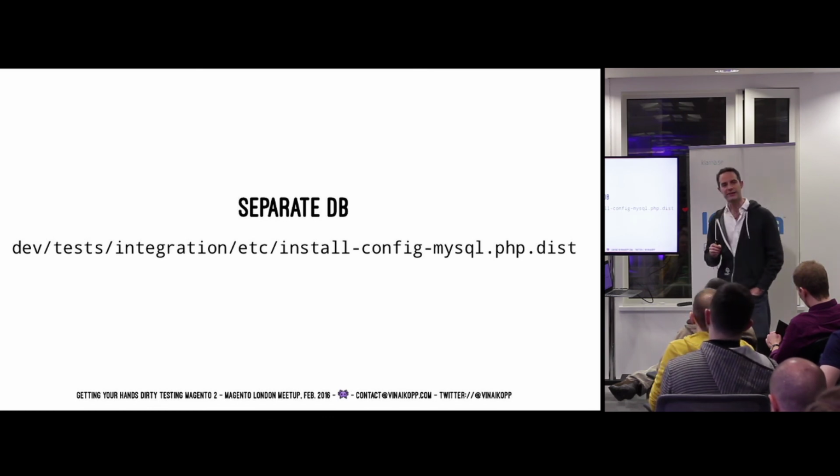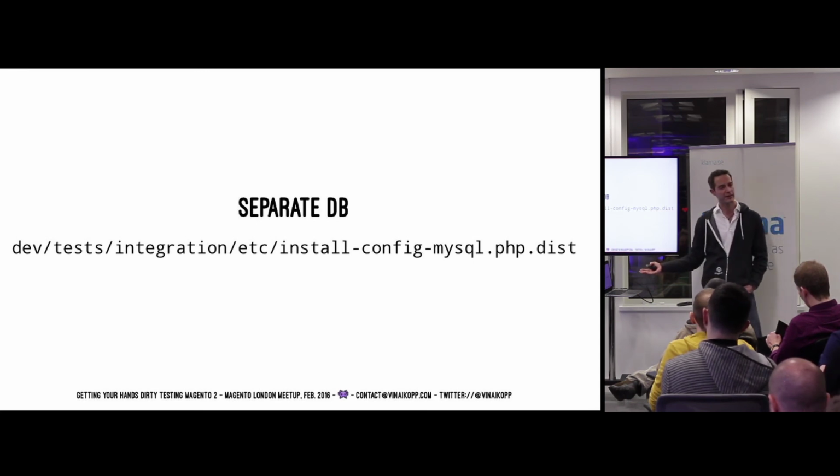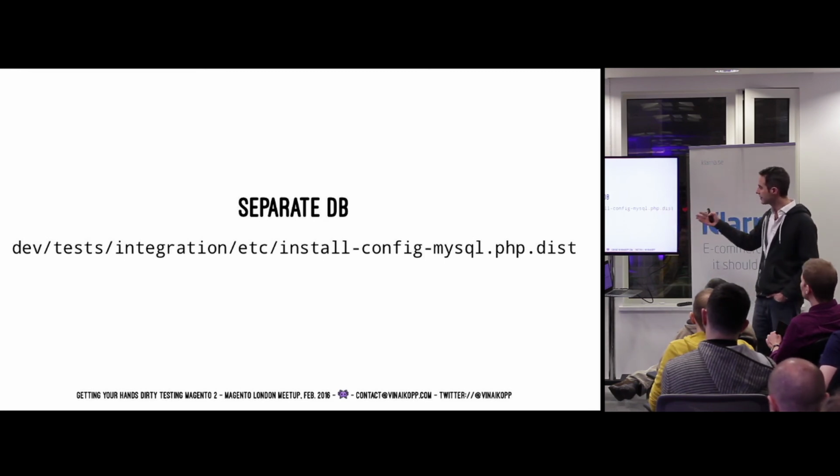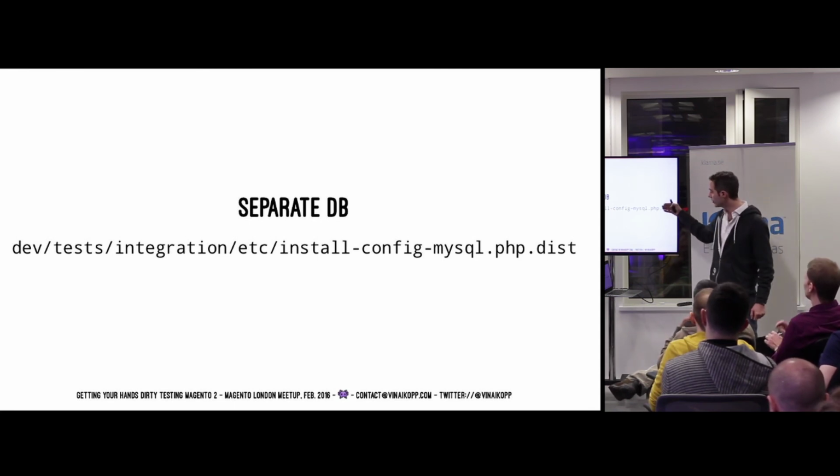The integration tests in Magento 2 use a separate database. And when trying to run the integration tests in Magento 2, we have to provide that. So there's a file in dev/tests/integration/etc/install-config-mysql.php.dist. We are supposed to copy that into the same directory without the dist suffix, and there we put the credentials for our testing database.